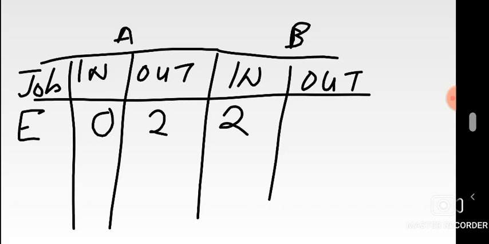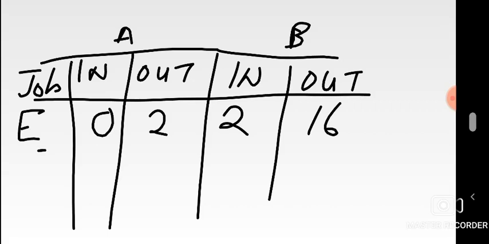Then what time does it now come out at B? The duration that E is spending in B is 14. So what is the formula again? Sorry, in plus duration will give you the out time. So 2 plus 14, 16.